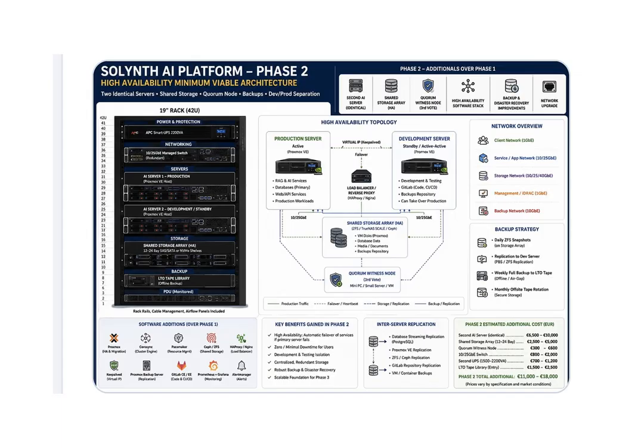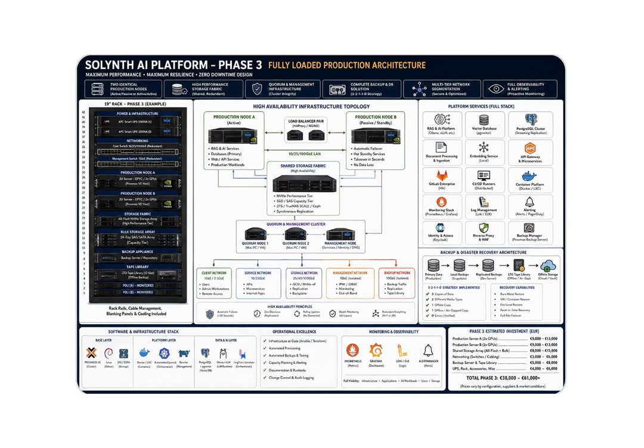Phase 2 introduces resilience. A second node brings high availability, database replication, a witness for quorum, stronger backup, redundant network paths, and controlled failover, so the system can survive the loss of a component without losing service. Phase 3 is the fully loaded design, a 3-node production layout with expanded GPU capacity, a dedicated backup server, a high-speed fabric, tape, disaster recovery testing, and mature observability. This is where the reference architecture reaches full operational maturity.